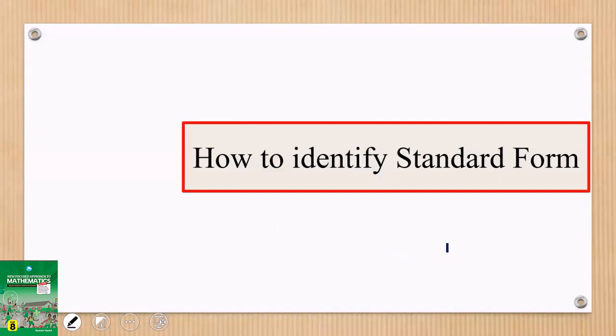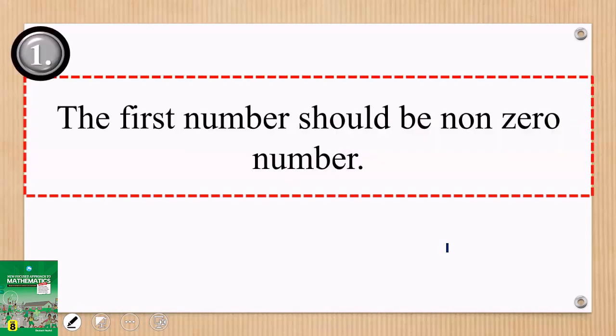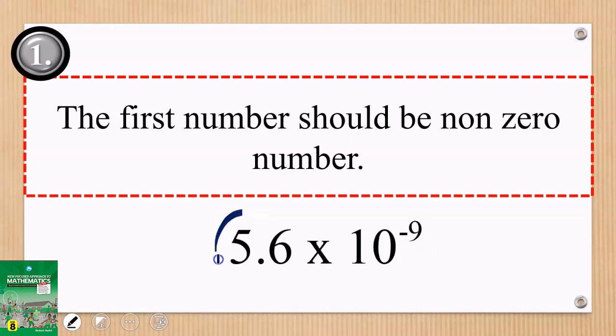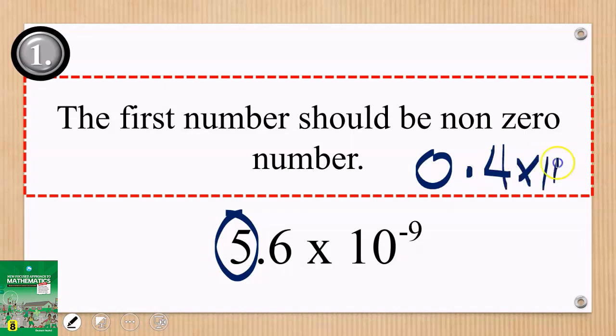Now let's look at how to identify standard form, or scientific notation. We are going to come up with a few rules. The first rule is that the first number should be a non-zero number. Anytime you want to write a number in scientific notation or standard form, the first number should be non-zero. That means your first number shouldn't be 0 point something. It must always be a number. So you can't write maybe 0.4 times 10 to the power something. The first number here must always be a non-zero number.